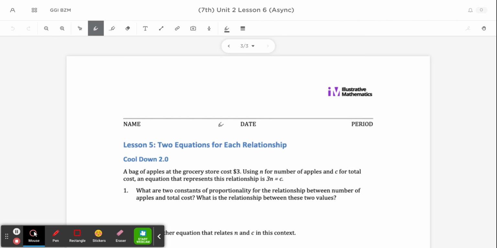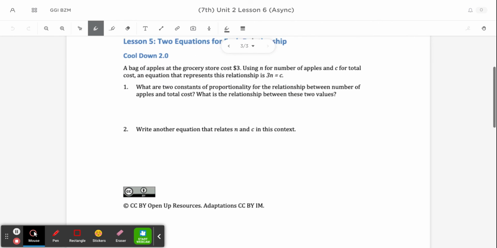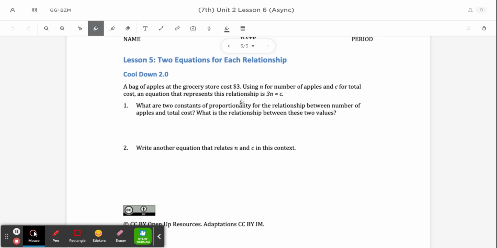Now slide 3 will be independent because it's your exit ticket. I'm going to go ahead and read it aloud. If you want to get there, you can pause the video and then come back when you're ready for it to be read aloud.